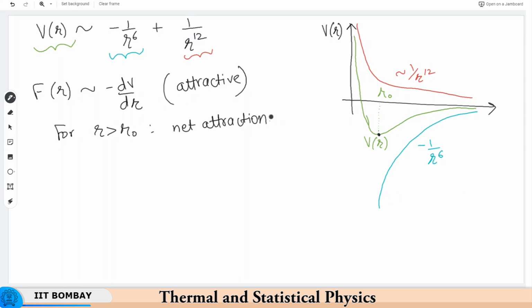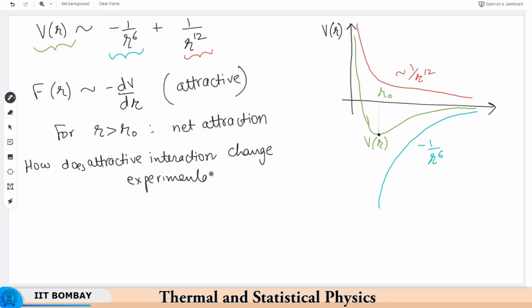Now we can ask what actually happens in experiments. How does attractive interaction change experimental observations?